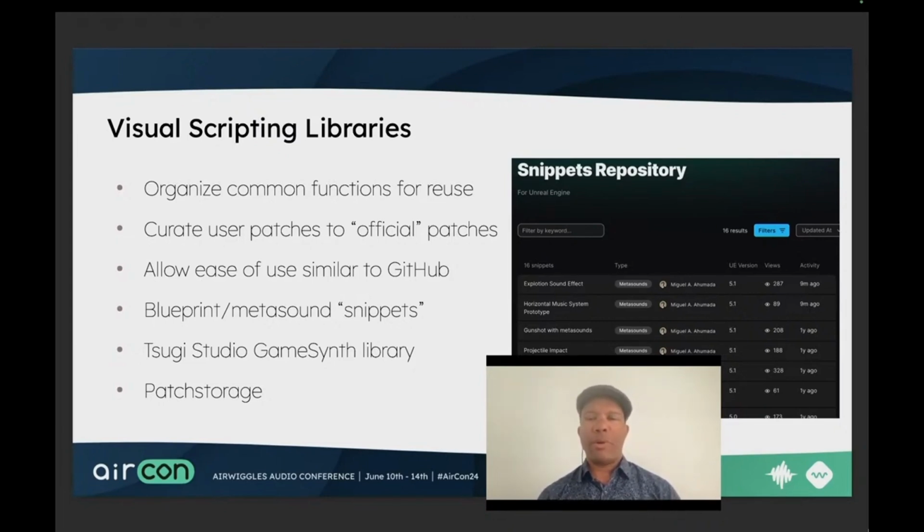So there's the snippet repository, as I show on the right-hand side here. And then if you use commercial solutions like Sugi Studio GameSamp, they have a whole library of procedural audio sounds, and there's going to be a presentation on that in AirCon as well that you should definitely check out. Another place that you can get patches from for Pure Data and other visual scripting systems is patch storage. That is super important because, similar to GitHub, there's no reason to reinvent the wheel. Oftentimes it's just better to reuse existing code bases.